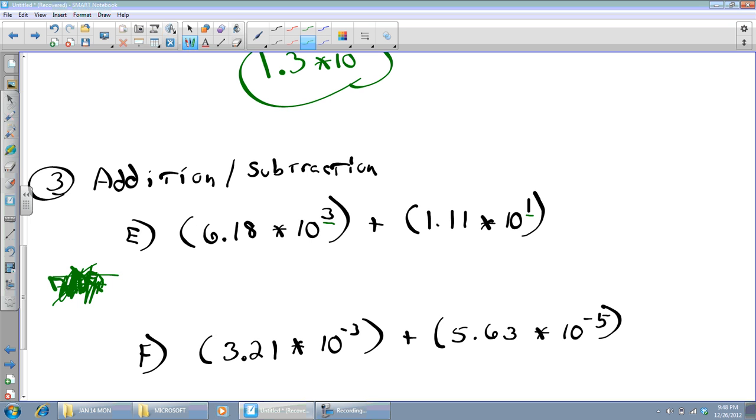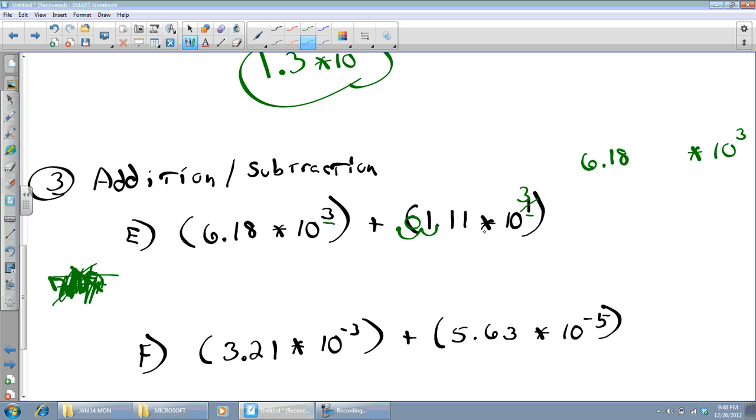Okay, here's what I'm going to do. I'm going to change this to a 3. But I can't just hocus pocus change it. It got bigger by 100, right? Didn't I multiply by 10 squared? So I have to divide by 10 squared. So it's going to go whoop, whoop. So what I have really is 6.18 times 10 to the third.